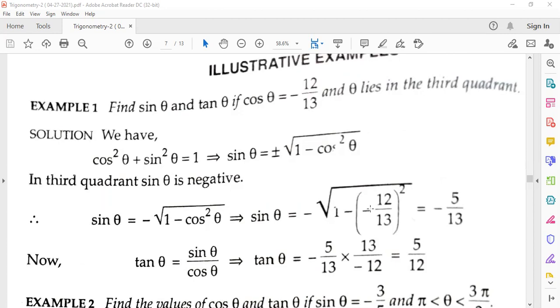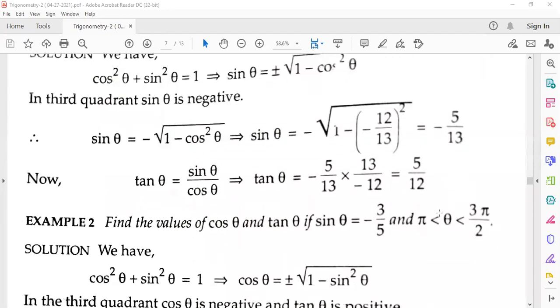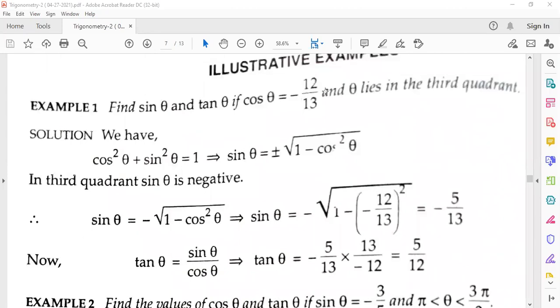Then after taking the square root, we are taking 5 by 13. This minus sign is here. So we got the value of sine theta. As we got the value of sine theta and the value of cos theta is given, we can find out easily the tan theta.